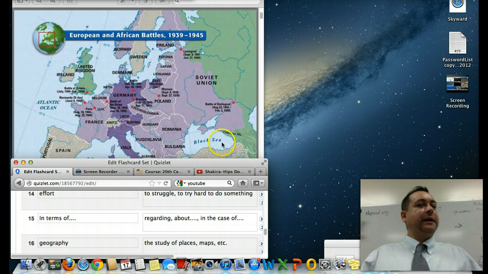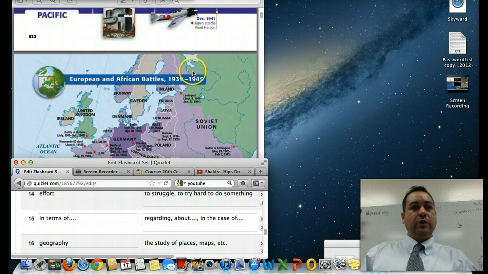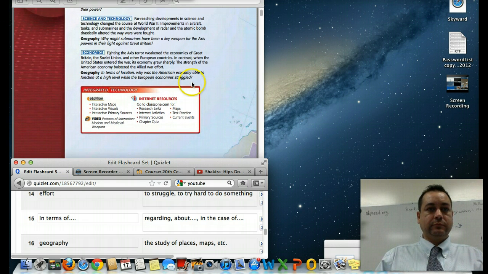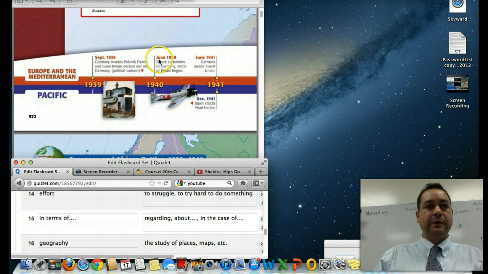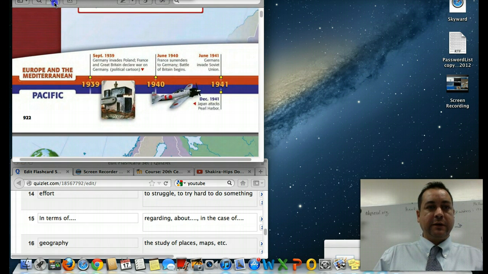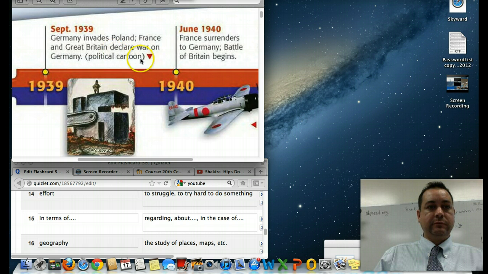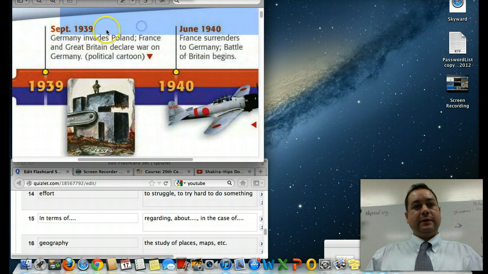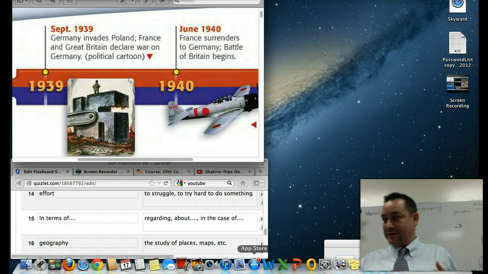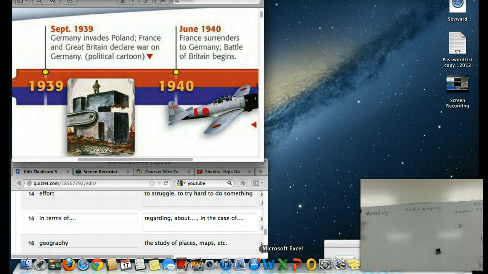Okay, so let's go ahead and finish where we were before. We finished this page, and then we were about to talk about this timeline here. Let's see if I can make this a bit bigger. Hey, who can read this part right here? I need my special blue pencil.